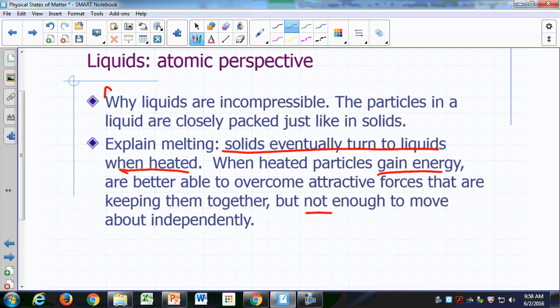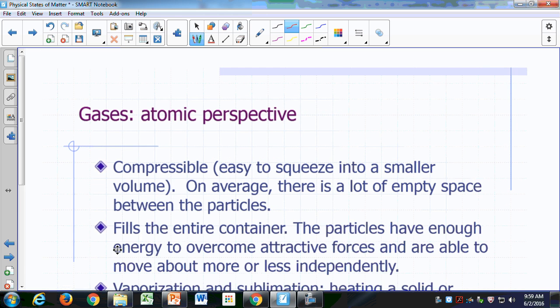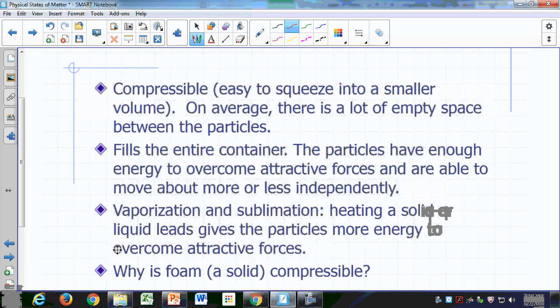Why are liquids incompressible? Just like a solid, in the liquid the atoms and the molecules are really as close as they can be. So you can't pack them any more closely. How about a gas? A gas is easy to squeeze. You can compress it to a smaller volume.